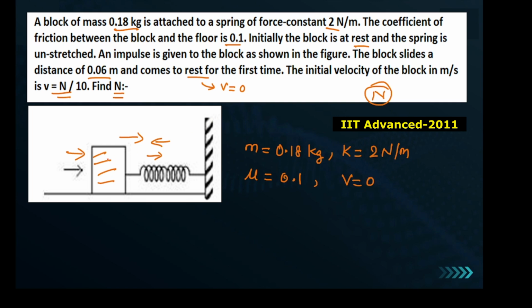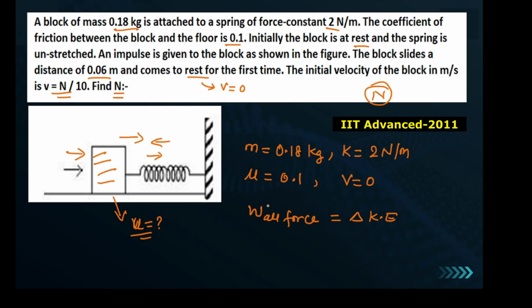We have to find the initial velocity of the block that it will gain when an impulse is applied on the block. That means we have to find u. Here we can apply the work energy theorem, because if we go for the laws of motion concept, then it will become complicated. That's why we apply the work energy theorem, and it will become a simple question. The work energy theorem states that the work done by all forces is equal to the change in kinetic energy.